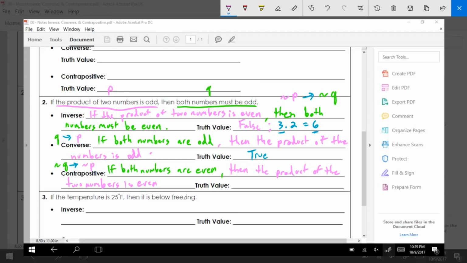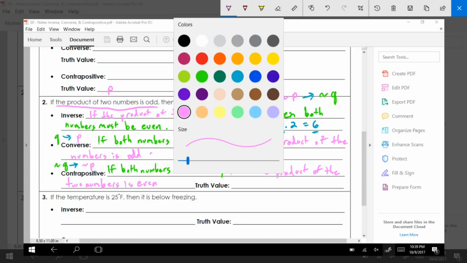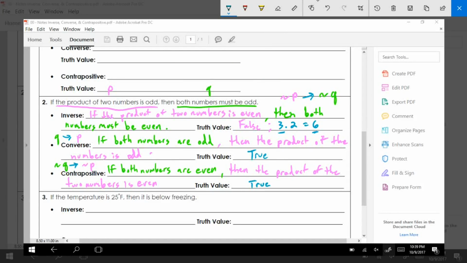And is this true? Yes, it is. If you multiply two even numbers together, then the product will always be even. So our answer is true. Let me just circle these. And there we have it. We have finished number 2.